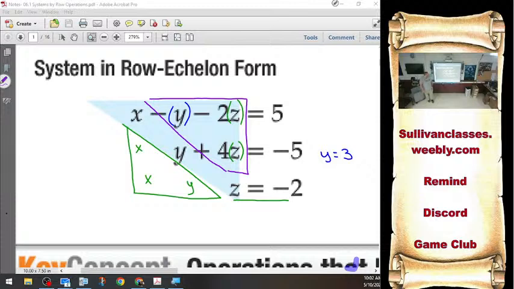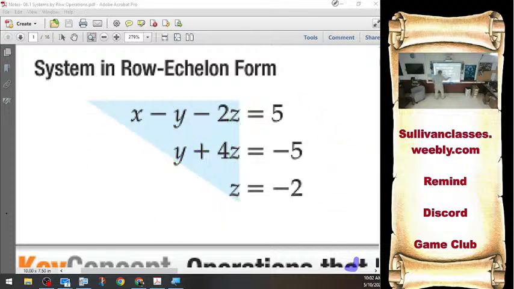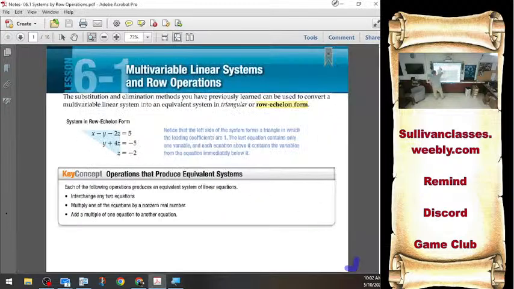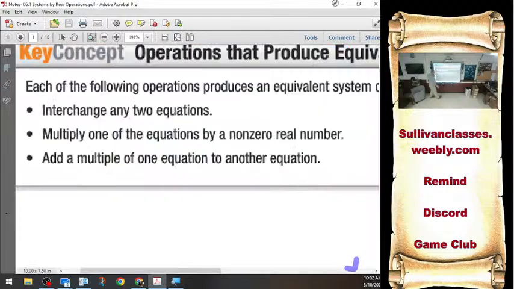Okay? In order to do row echelon form, we got to follow the rules. Those are my rules.